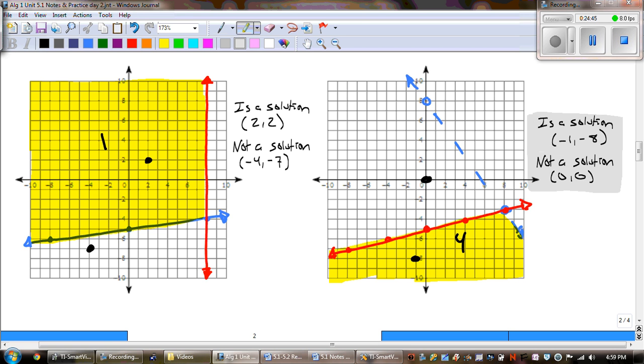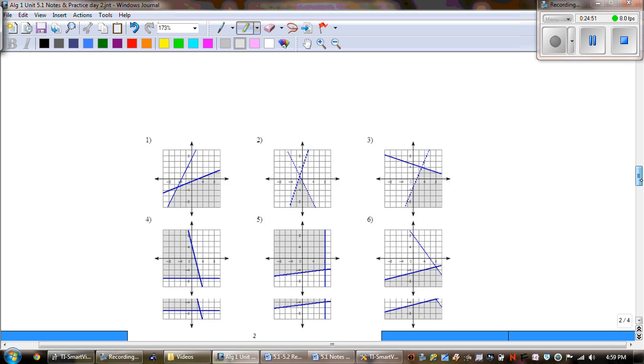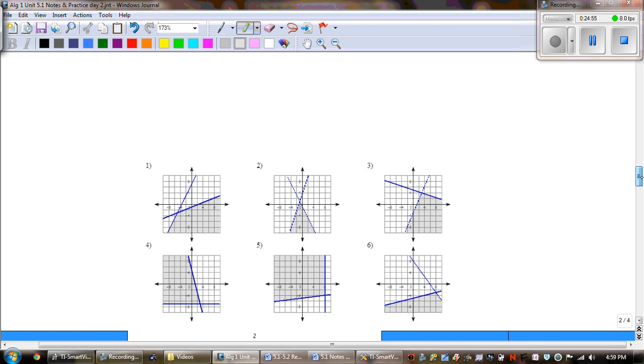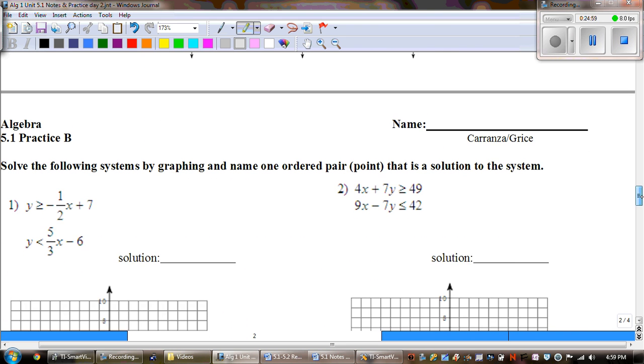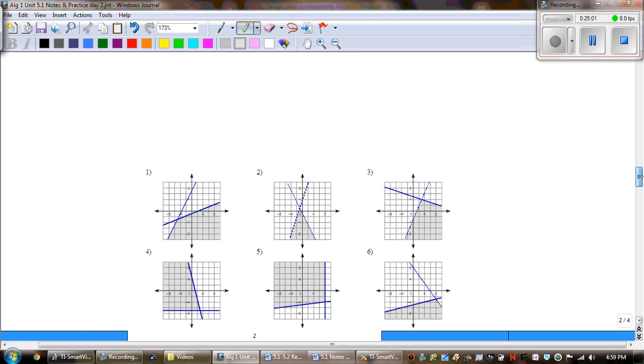Okay. Well, guys, guess what? That's right. That's the end of the notes. Okay. So your homework is, let's see, oh, were those all the answers right there? Oh my gosh, we just should have looked at those. But it's 5.1 practice B.